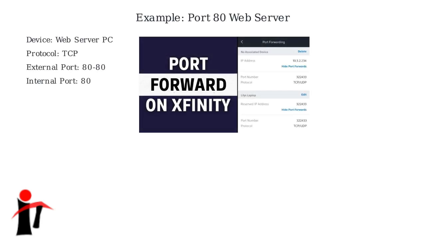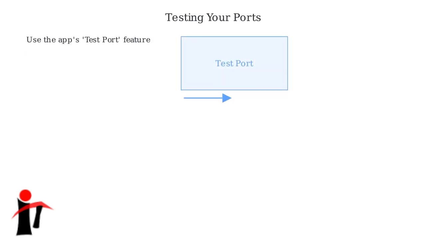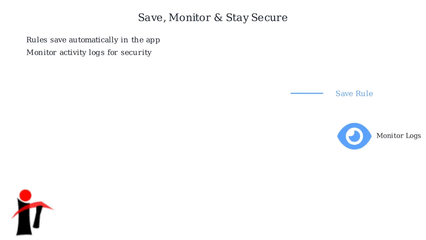For example, to forward port 80 for a web server, configure the rule as shown. Always test your port after setting up the rule using the app's Test Port feature. Enter the port number and check if it's externally reachable. Rules save automatically. Monitor them through the app's activity logs for security.